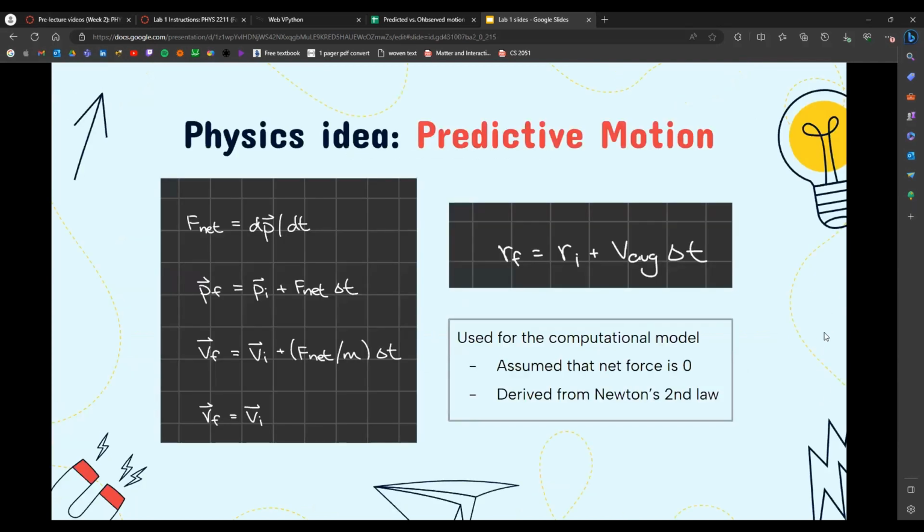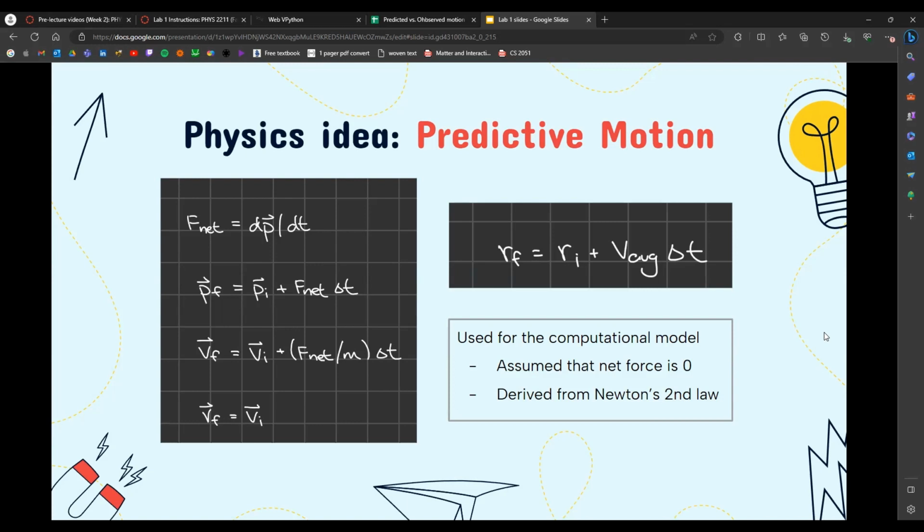For the physics ideas, the most important one was predictive motion. And as I've said, utilizing the momentum principle as Newton's second law, I was able to derive the equation V final equals V initial added to the net force divided by mass times the change in time. Because this lab assumed constant velocity, acceleration would be zero, and therefore net force would also be zero. So the final velocity would just equal the initial velocity.